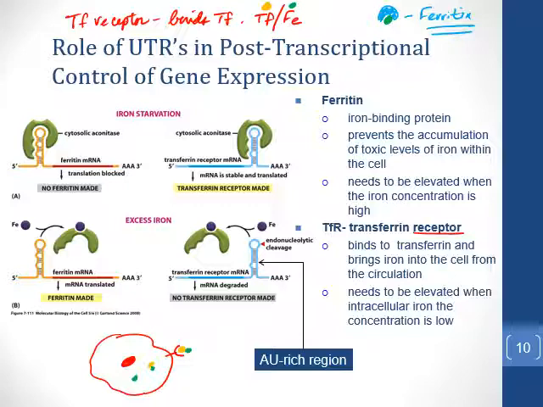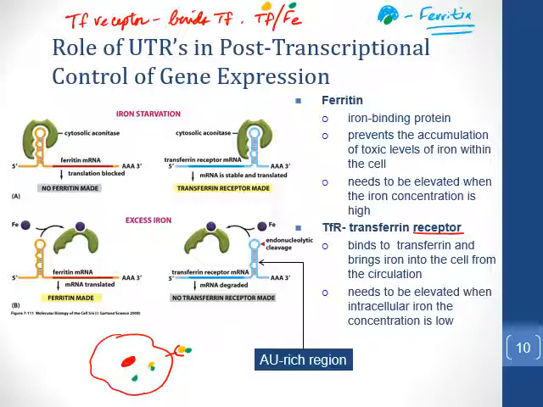Conversely, if you have too much iron in the cell, you need to upregulate ferritin so that you can bind to that iron to keep it from being toxic. But at the same time, you want to downregulate the transferrin receptor so that you're not bringing more iron into the cell. So the cell has to coordinately regulate these two proteins. And the way it does it is absolutely fascinating.